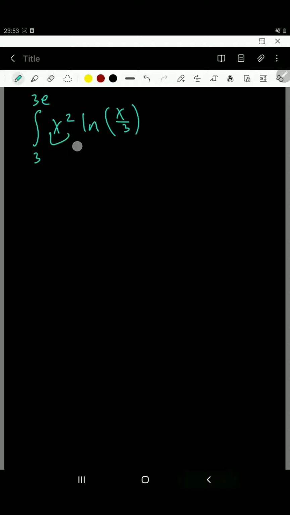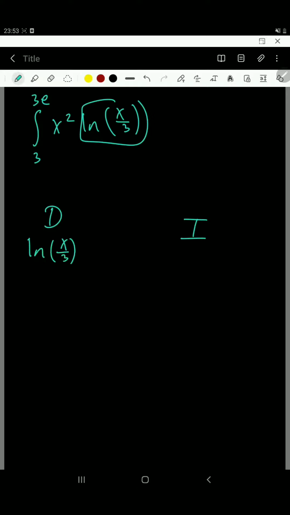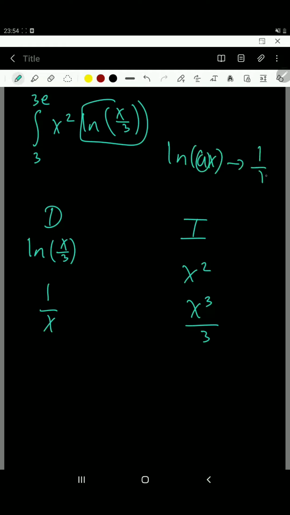A function multiplied by another function, and they're not derivatives of one another. So what do you do? You do integration by parts. When you have ln, you always differentiate the ln, and you always integrate the other function, and you always do it once. So the integral of x squared is just x cubed over 3, and the derivative of ln x over 3 is just going to be 1 over x. In fact, the derivative of ln ax, whatever a is, is always 1 over x.